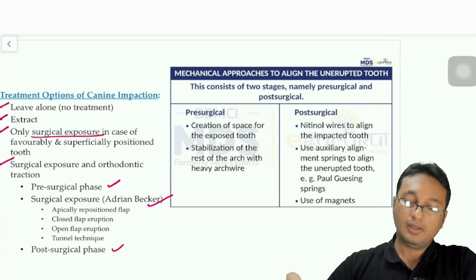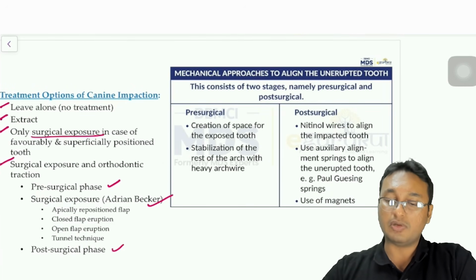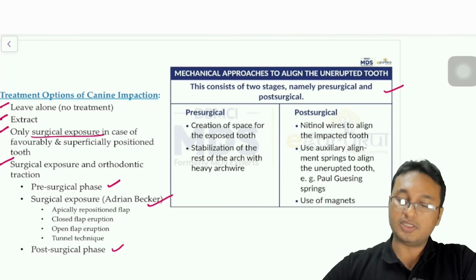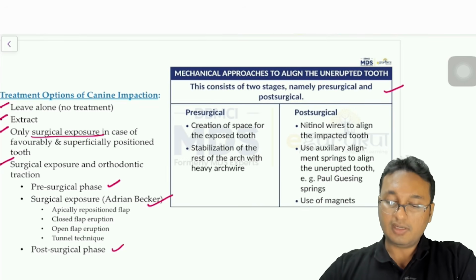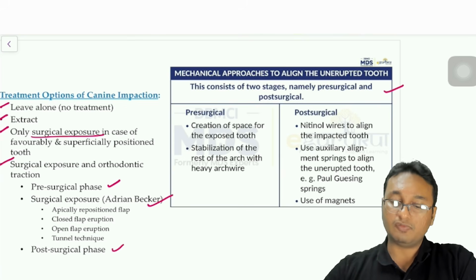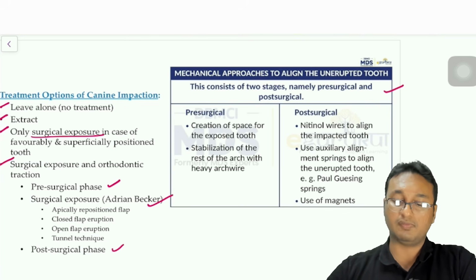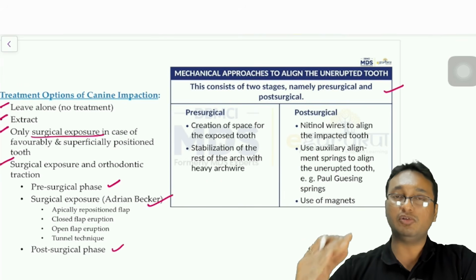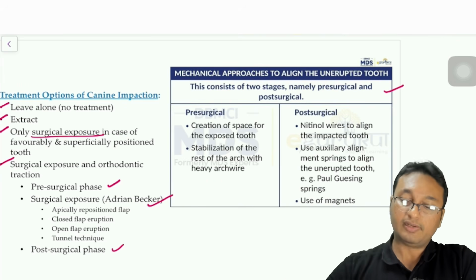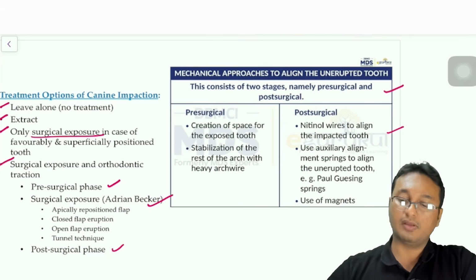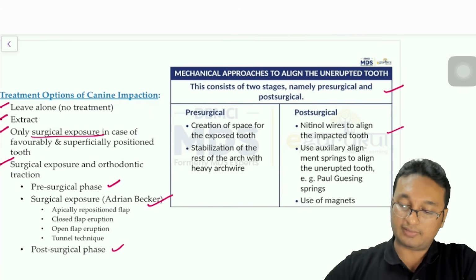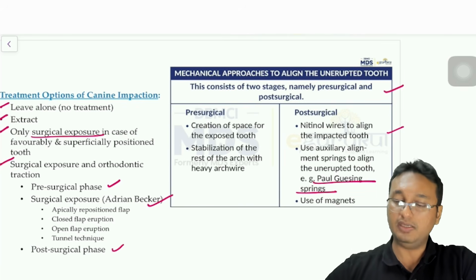Right? Now, what are the mechanical approaches to align the unerupted tooth? It consists of 2 stages, namely pre-surgical and post-surgical. Pre-surgical involves creation of space for the exposed tooth and stabilization of the rest of the arch with a heavy arch wire. And the post-surgical phase is when the actual orthodontic treatment begins. Nitinol wires to align the impacted tooth. We sometimes have to use auxiliary alignment springs to align the impacted tooth. Example, PG springs. Example, monkey hooks.